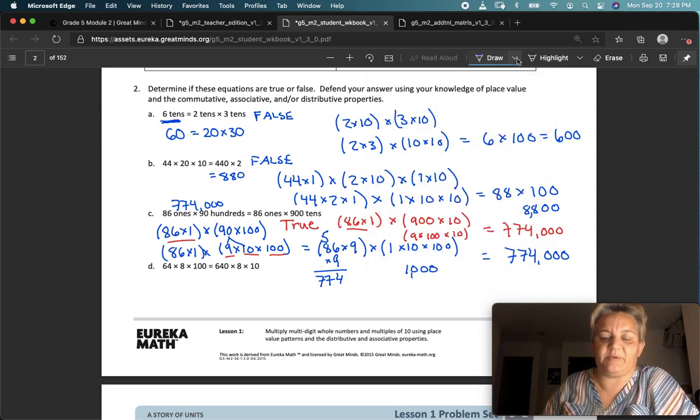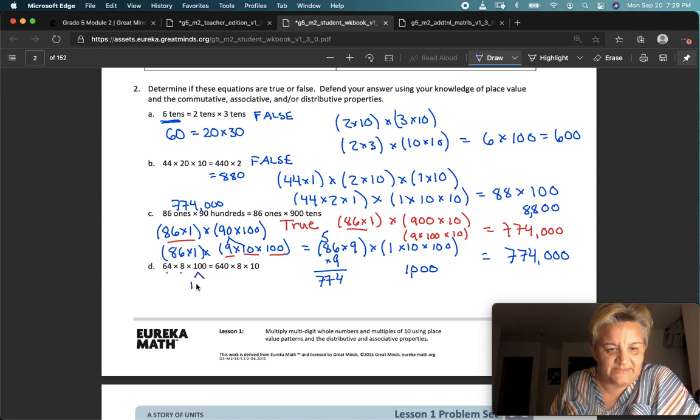Okay, next one. Go back to blue. Or maybe I'll switch to purple. Okay. 64 times 8 times 100 equals 640 times 8 times 10. Okay. So, let's see. Let's just compare the sides. 64 times 8, and this I could go 10 times 10. And this side, I'm going to call that 64 times 10 times 8 times 10.